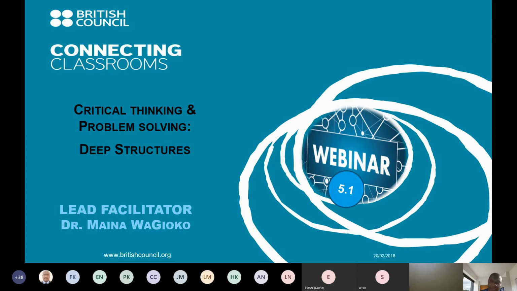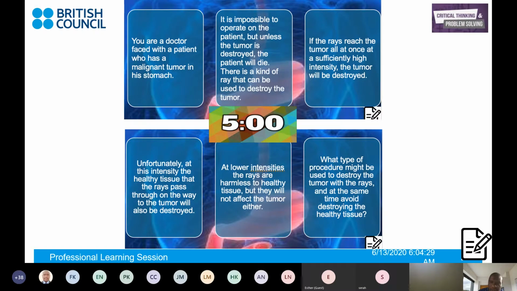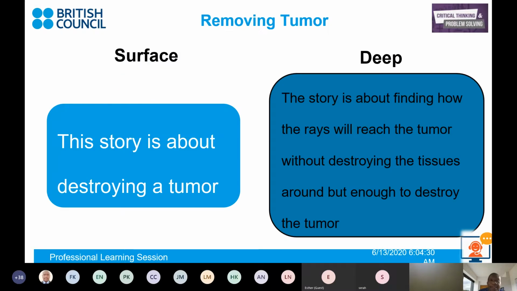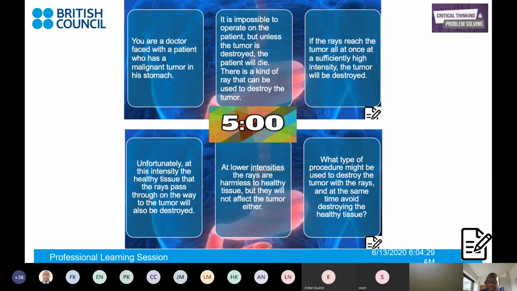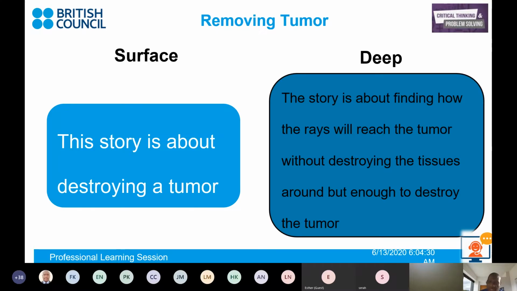So you find that this is a deeper structure question. And in the surface level, you will find that the story is about destroying the tumor. But then in the deeper level is how do you reach the tumor to destroy it while saving the patient?